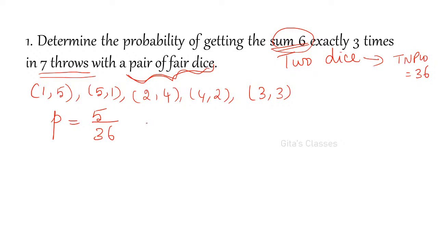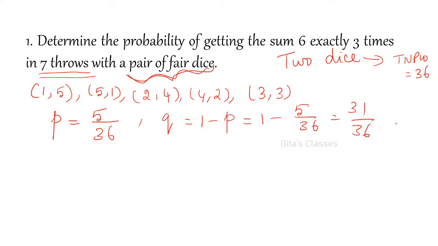What is Q now? P is 5 by 36. Therefore you can find out Q because either you can get this or the other one. Either it can be 6 or the other numbers. Either you can get 6 or you don't get. So what is the probability the other numbers can occur? 6 is not there. What is that probability? 1 minus P. Always remember 1 minus P. If you get the sum 6, we consider it as success. If you don't get 6, then it is a failure. That's all. So Q is equal to 1 minus P, that is 1 minus 5 by 36, that is 31 by 36. Okay. 31 by 36 is our Q.